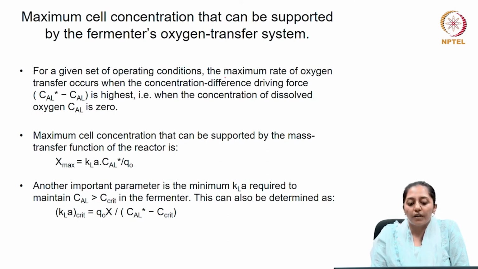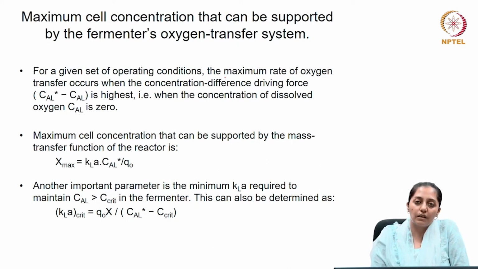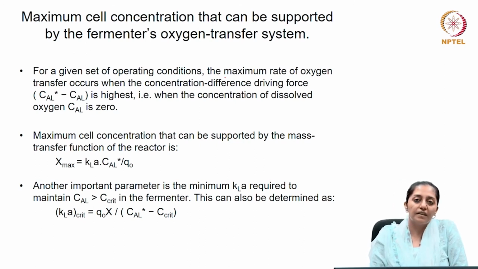For a given set of operating conditions, the maximum rate of oxygen transfer occurs when the concentration difference, which is the driving force, is highest. For a given oxygen transfer system, the maximum rate of oxygen transfer will occur when the concentration difference is maximum. So, when will this be maximum? When the CAL is 0. So, then only the C star minus CAL will be maximum.